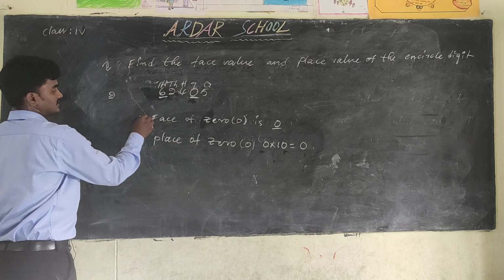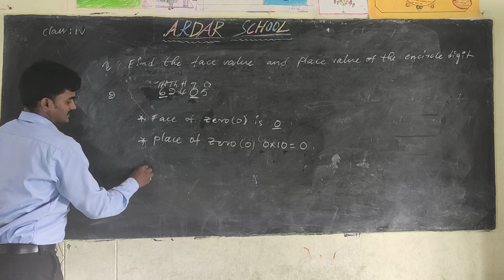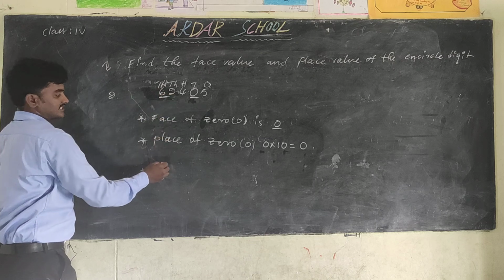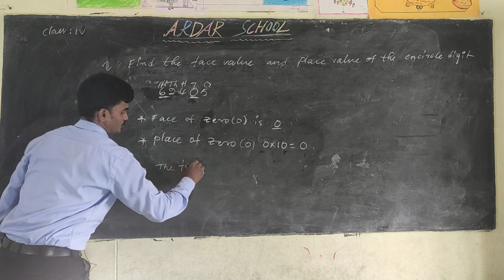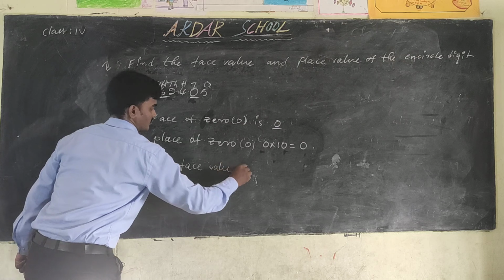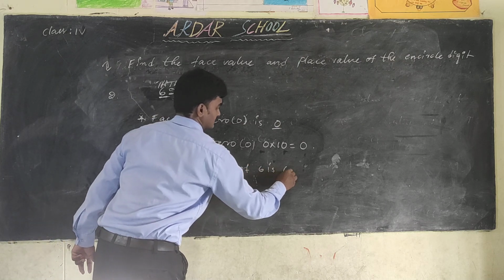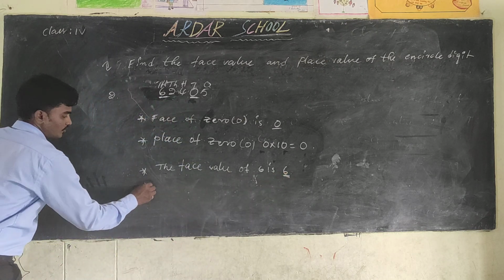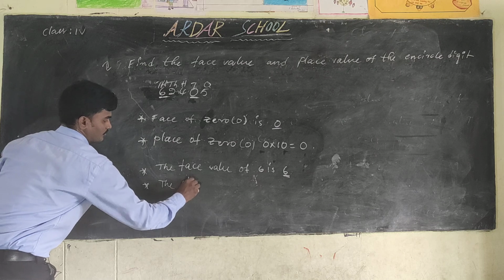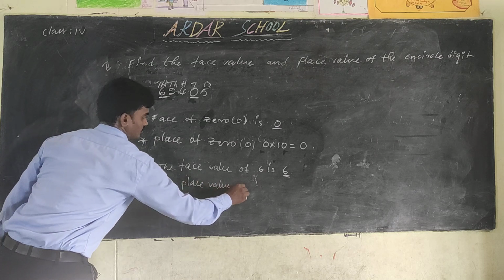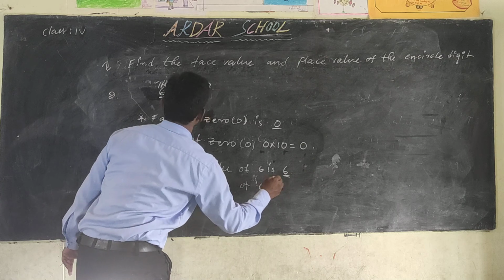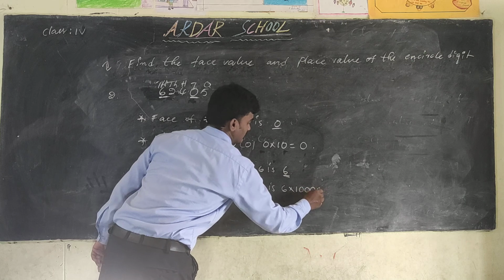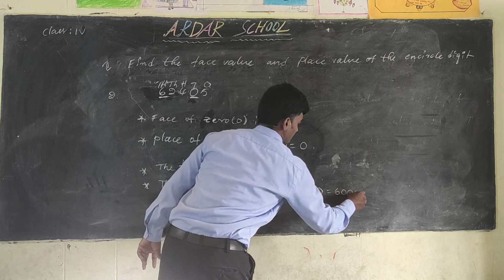Now I underline 6. So let us see the face value of 6. The face value of 6 is 6. The face value of the digit is itself. Now the place value of 6 is 60,000 because 6 is in 10,000s place. 6 into 10,000 is 60,000.